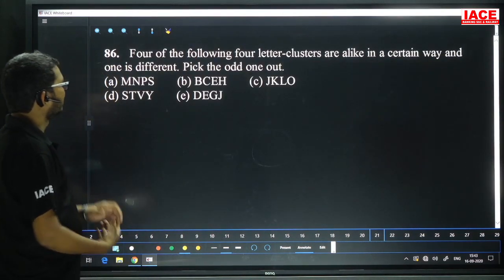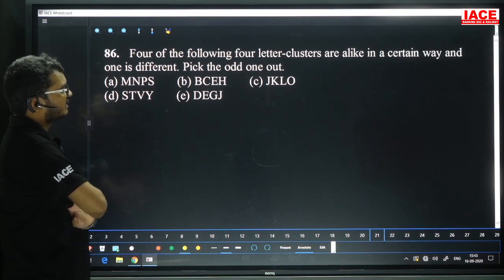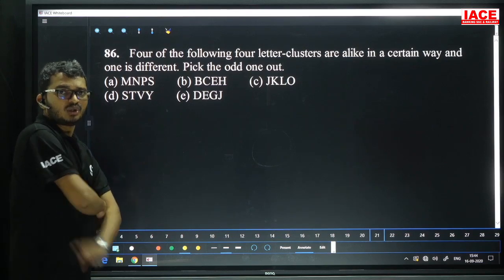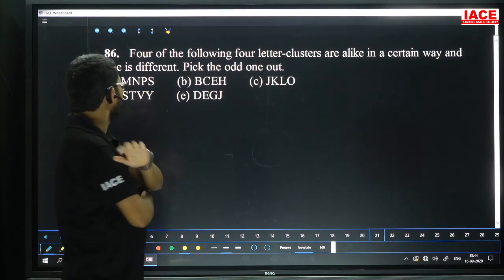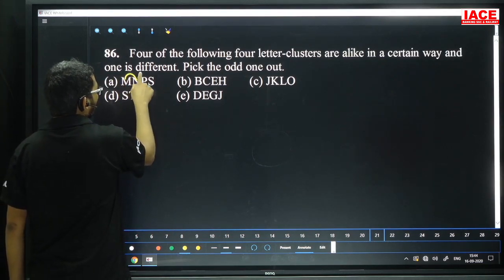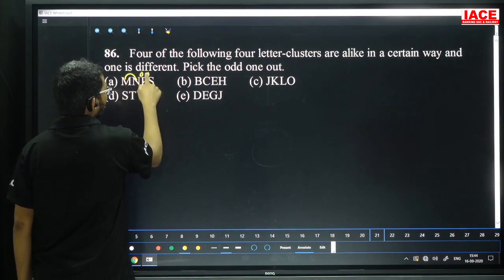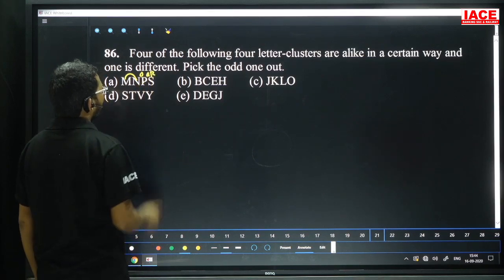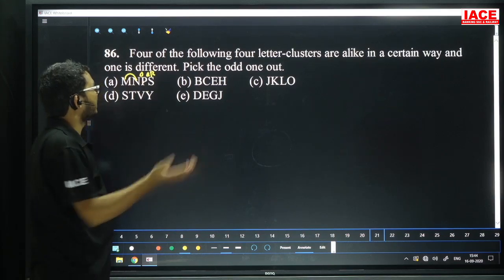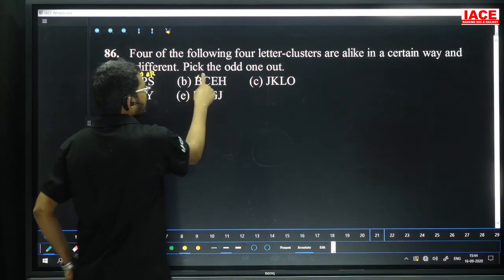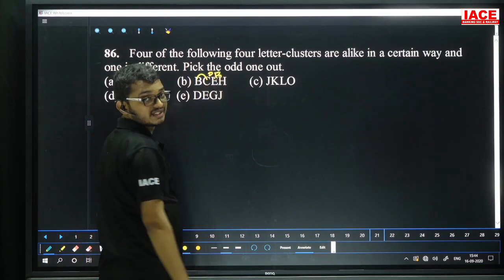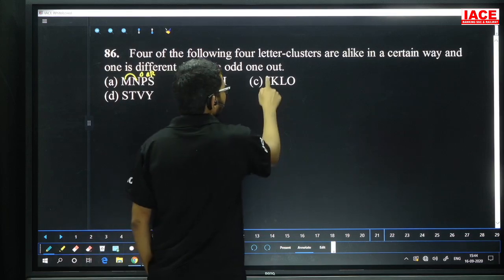Question number 86. 4 of the following 5 letter clusters are alike in a certain way and one is different. Pick the odd one. So out of the given 5, 4 are the same and 1 is different. Which one is different? Now M, next one N. Next O, gap, P. Next Q. Next one R. Next one S. So first letter, second letter, no gap. Second letter, third letter, 1 gap. Third letter, fourth letter, 2 gap. Next one B, C. Next D, gap, E. Next F, G, gap, H. Yes, same pattern. J, next one K.